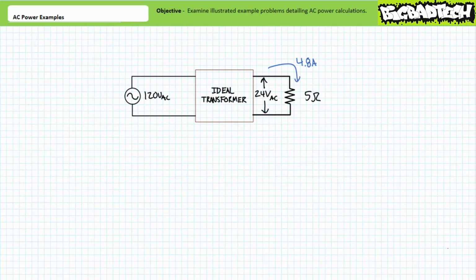Alright, one more illustrated example problem before I cut you loose, this time featuring a transformer. A transformer is an electrical device that, in summary, steps up or steps down applied voltage.